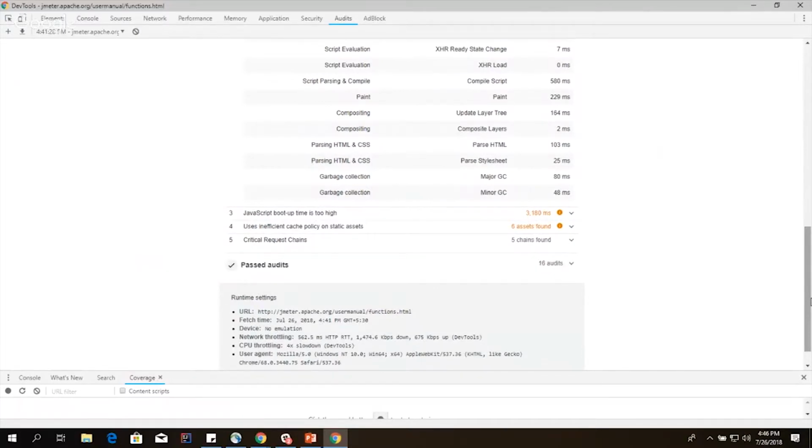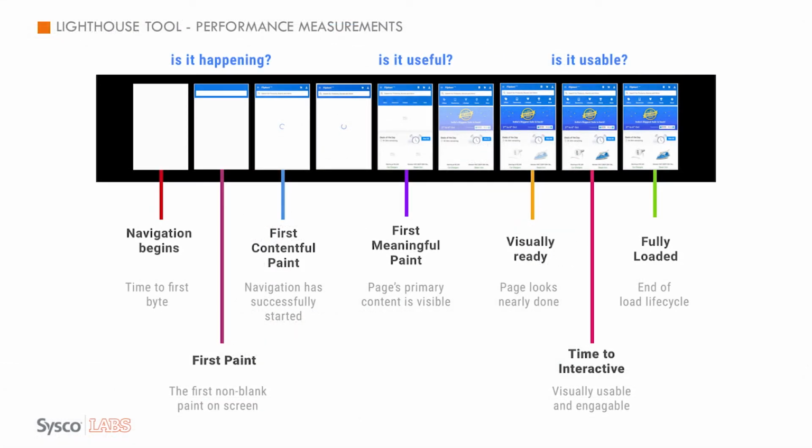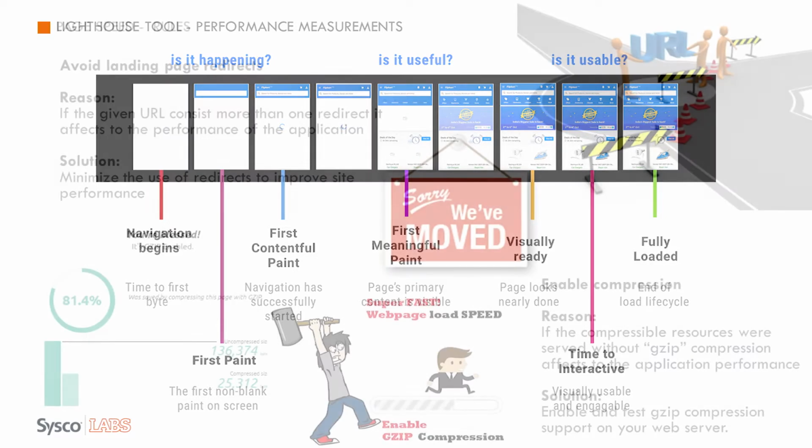So I'll move to the slide. As I mentioned here, the first meaningful paint will paint most of the content, the visually ready will be when the content is fully loaded, and the time to interact is when the user can interact with the page. Otherwise, the user will not be able to interact with the page until this is triggered.